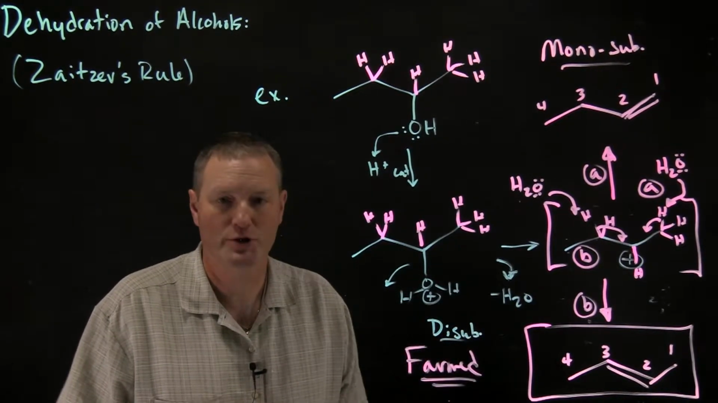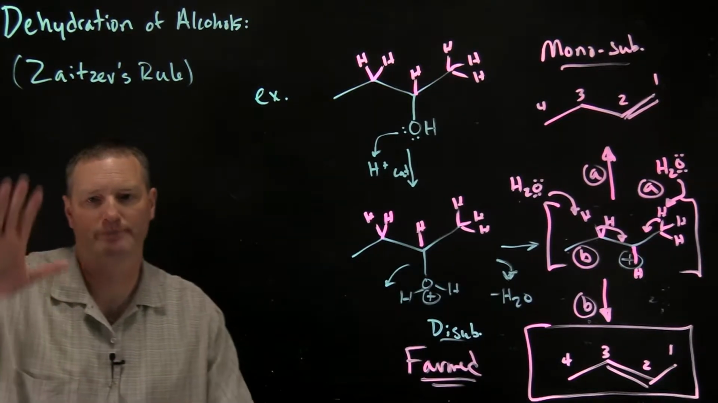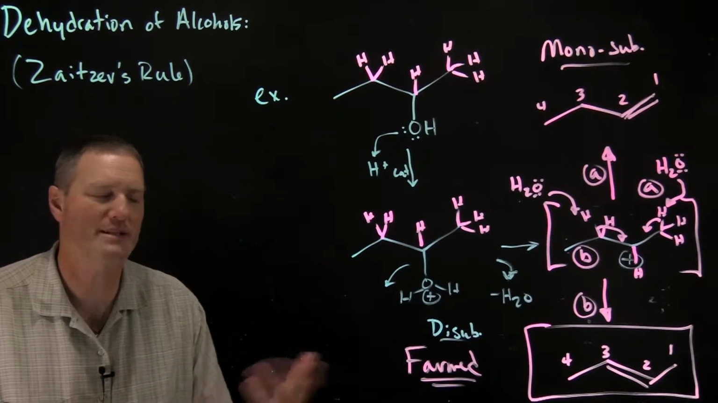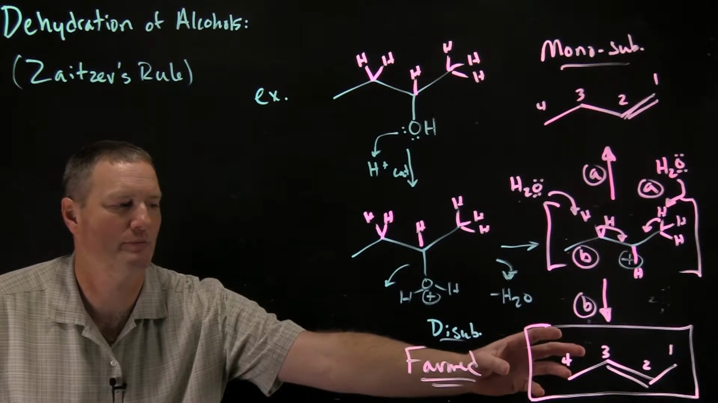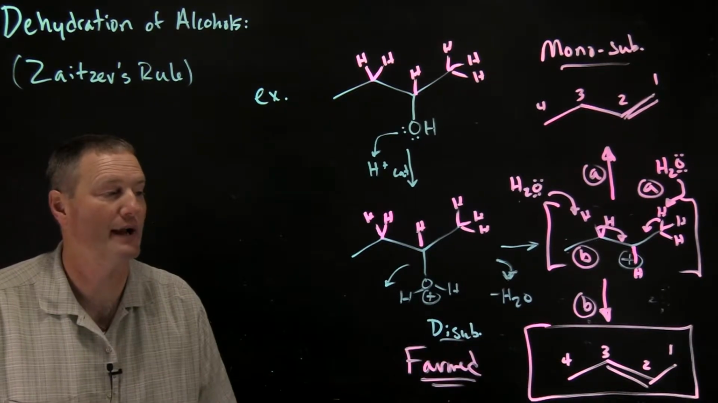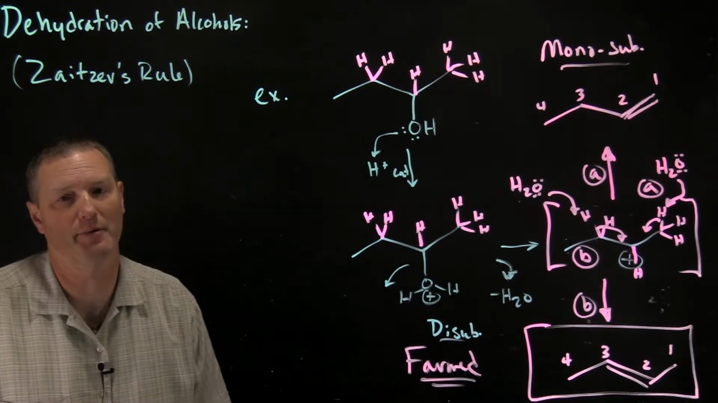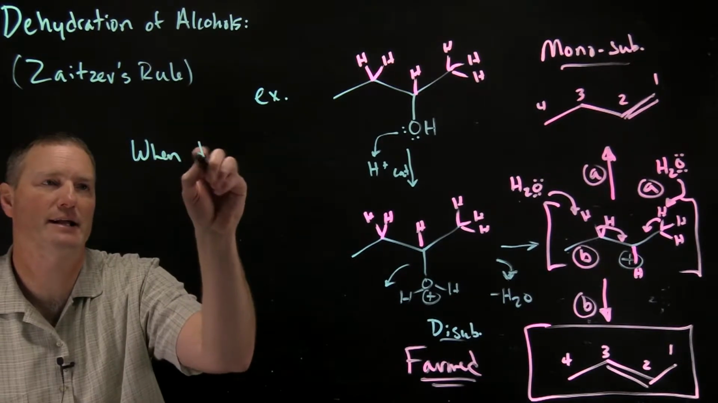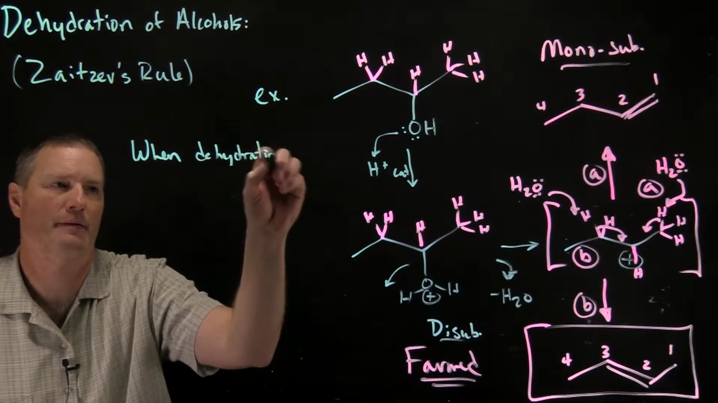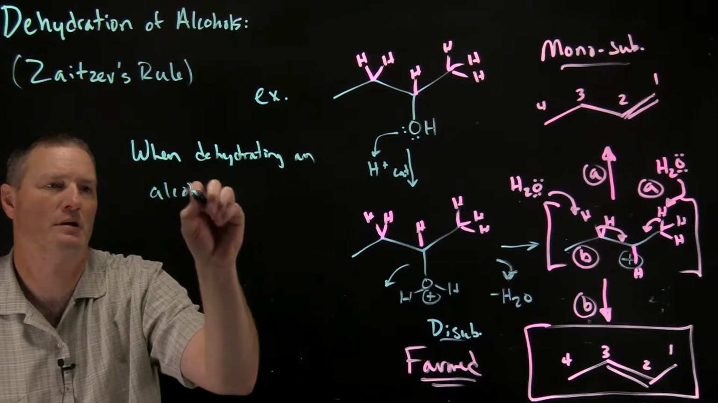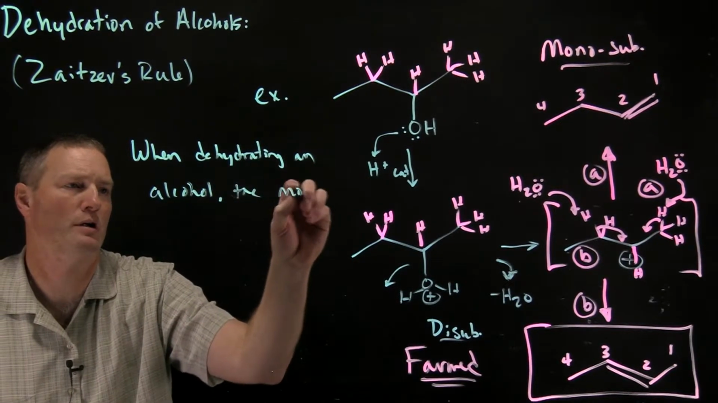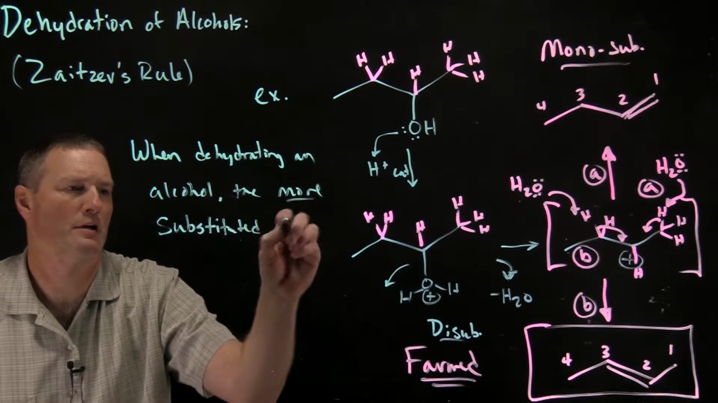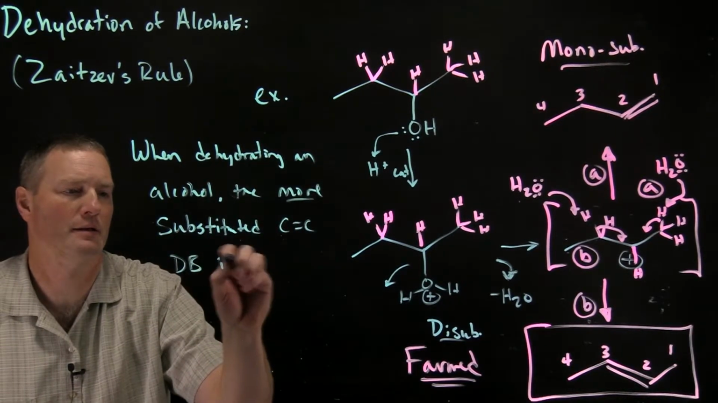So in general, if we were then to write out Zaitsev's rule, okay, again, Zaitsev, after going through multiple different reactions like this, always seemed to find that the more stable or more favored product was the compound that had more substituents coming off the double bond. All right, so let's just write that out. Zaitsev's rule: when dehydrating an alcohol, the more substituted carbon-carbon double bond is favored.